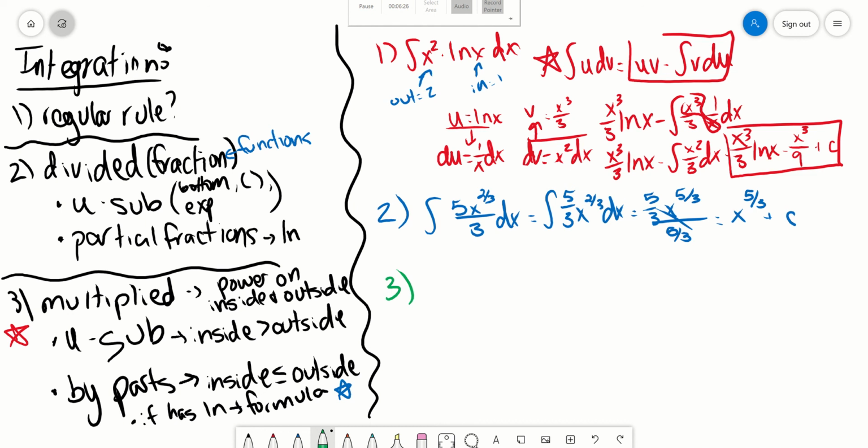So let's now look at ln of x over x. So we have things that are divided. So we can focus in on that part, and I can't draw a star to save my life, apparently.